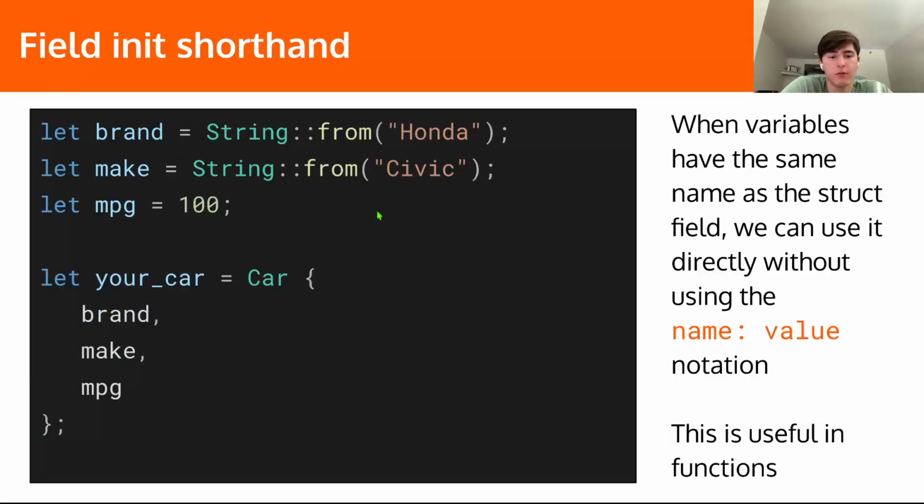Rust can intelligently infer these fields, like if you already have variables named brand, make, and MPG, Rust can intelligently see that you want brand to be brand, and you want make to be make, and MPG to be MPG. So you don't need to do brand colon brand, make colon make. It will know exactly what you want to do like this.